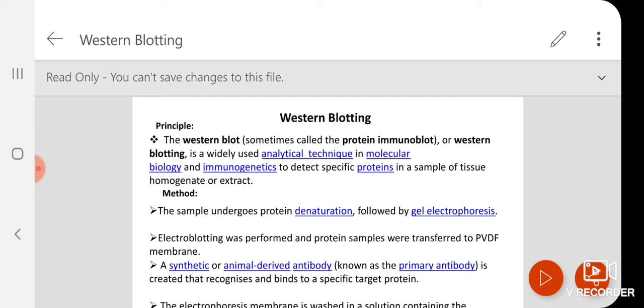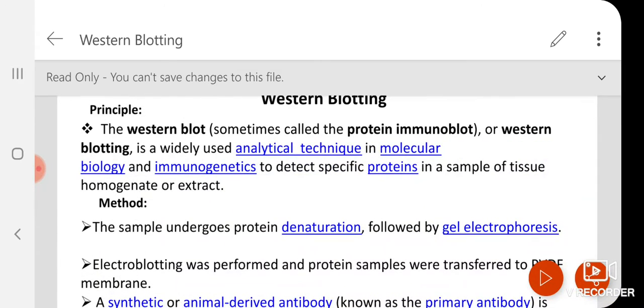So the principle of Western blot: the Western blot, sometimes we call it protein immunoblot or Western blotting, is a widely used analytical technique in molecular biology and immunogenetics to detect specific proteins in a sample of tissue homogenate or extract. That means you are looking for a certain protein in the whole protein extract. This is the method by which you can detect and quantify, and can determine the molecular weight of your protein of interest. Now we will discuss the method.